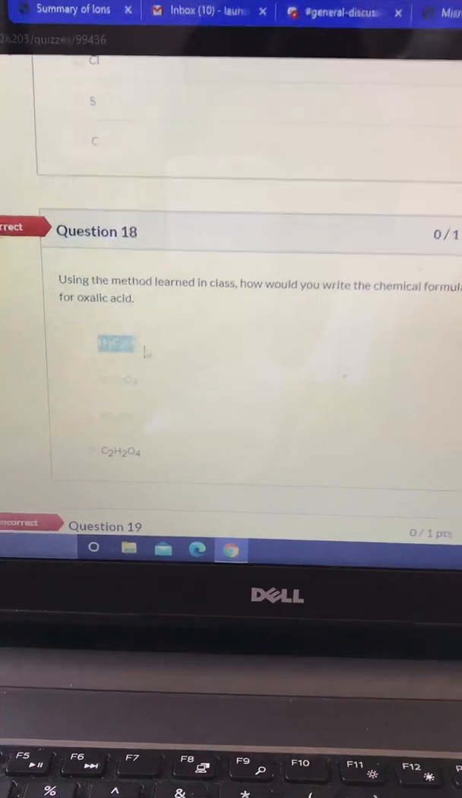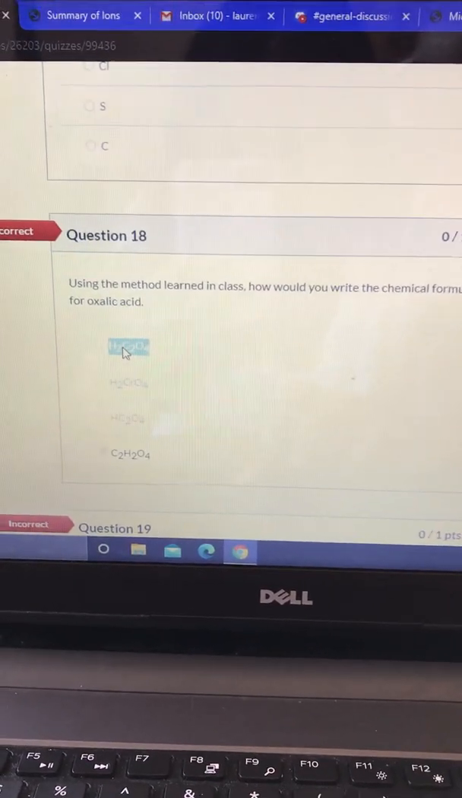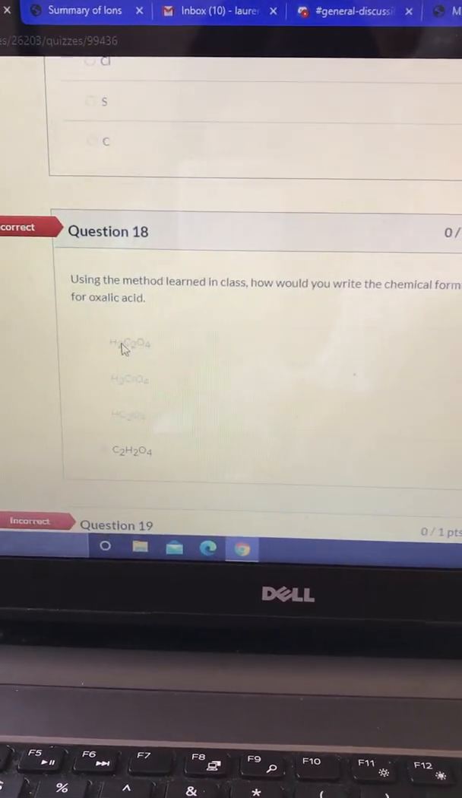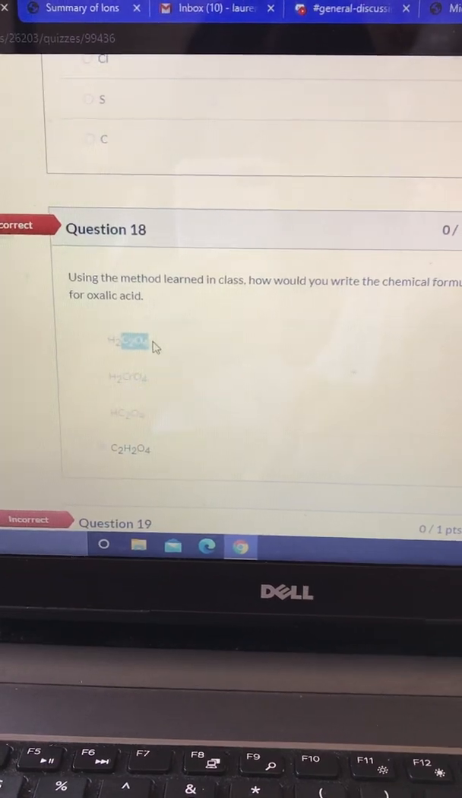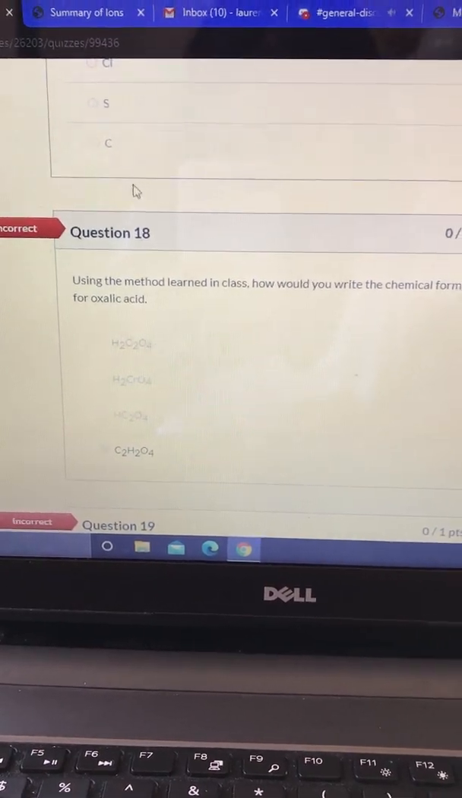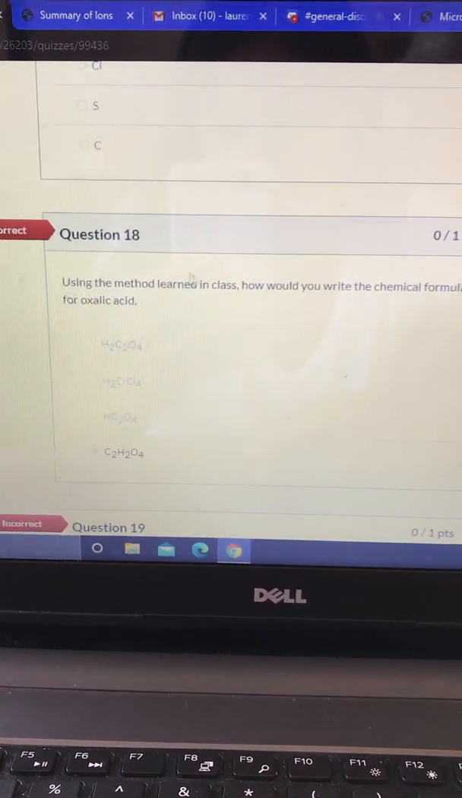So this would be our correct answer of hydrogen being the cation in the front and oxalate being the anion in the second portion.